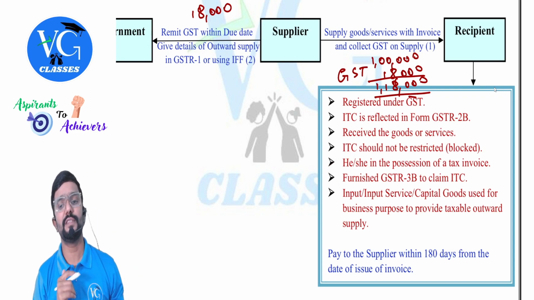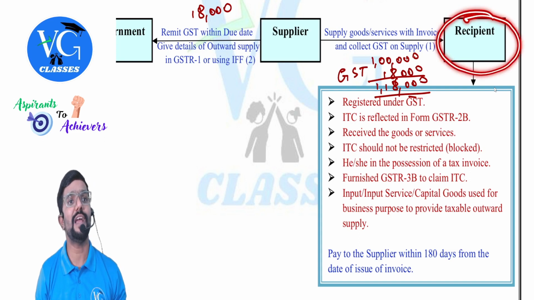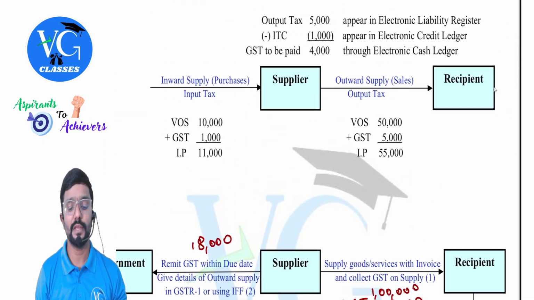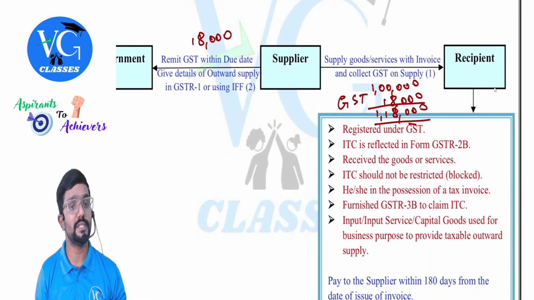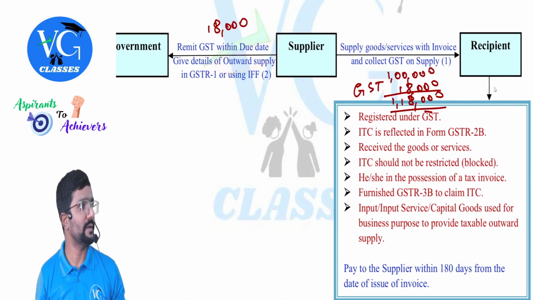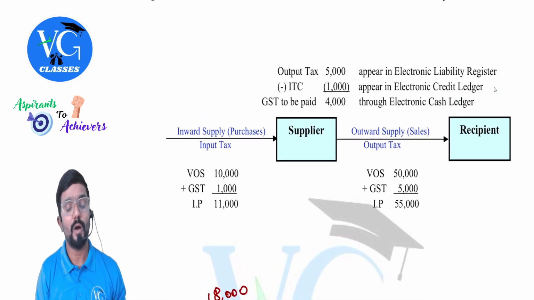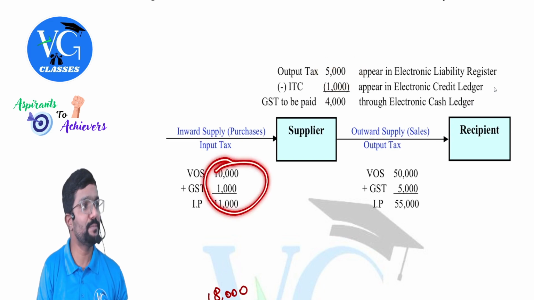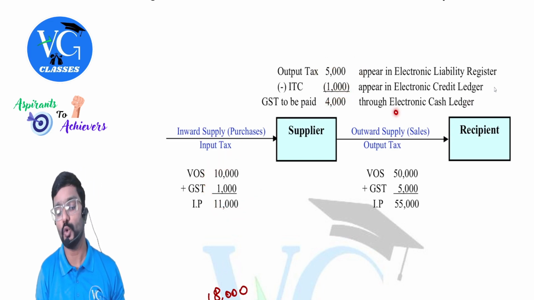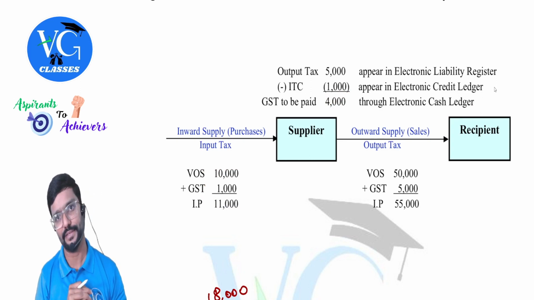Then furnish GSTR 3B to claim ITC. Means if the recipient wants to claim credit, he has to file what? GSTR 3B. Means these details have to be given by him. In which return, guys? GSTR 3B. Sir, you just now told about GSTR 1. GSTR 1 is only for outward supply, whereas in GSTR 3B, you will tell what your outward supply is, on that how much the output tax is, minus what your inward supply is, on that what input tax is remaining, and how much you are paying through the cash ledger. All these complete details will be given in GSTR 3B, guys.